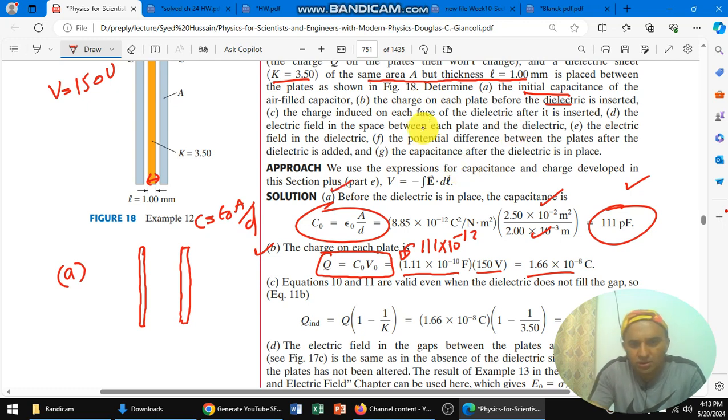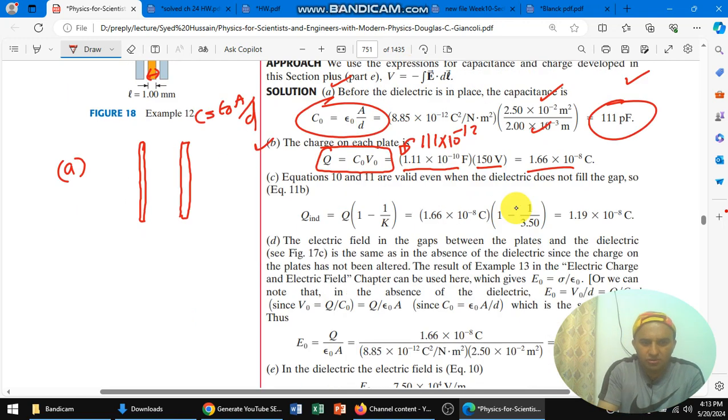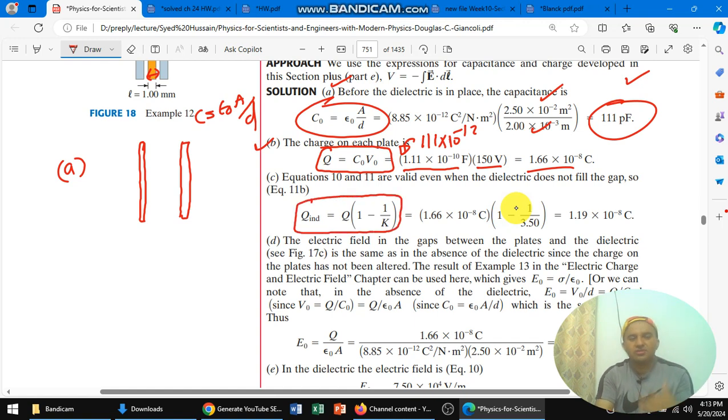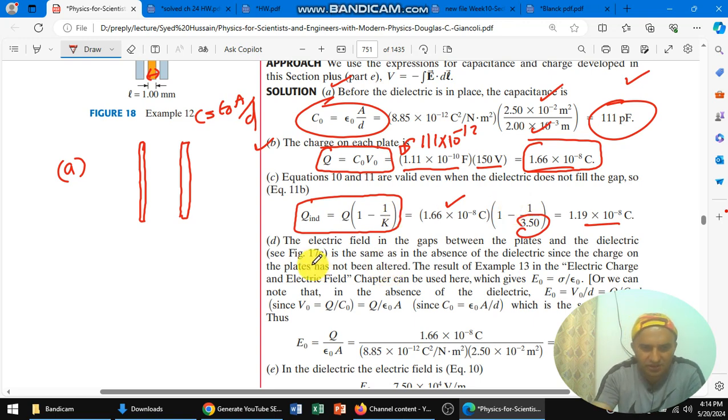Okay, for the part C, the charge induced on each plate when the dielectric is introduced. So we need to find the charge. We know, as we discussed in detail previously, that Q induced is equal to Q into 1 minus 1 over K. So Q is, we know, 1.76 to the power minus 8, and K is 3.5. It is also given, so we can find 1.19 to the power minus 8.